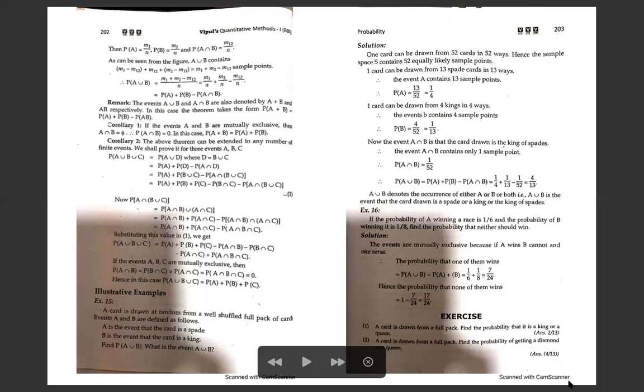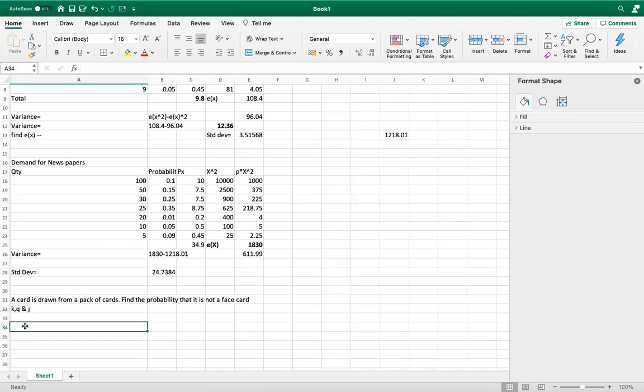Face cards. Face cards means K, Q and J. Ma'am, we can't see the Excel sheet. Sorry, one second. Do you see it now? A pack of cards. How many cards are there? 52. There are 52 cards. And how many face cards are there? 13. 13 face cards. Okay.